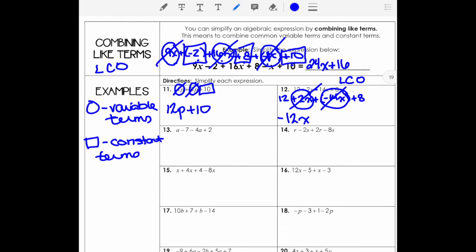There aren't any other variables to circle, so I'm going to square or box my constant. So I have 12 and positive 8. So when I combine those or add those, I get plus 20.